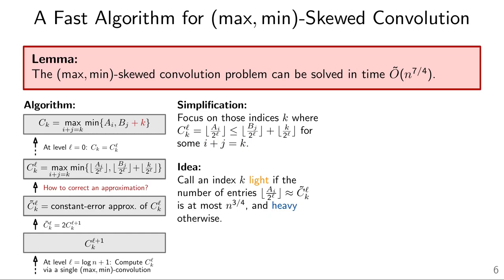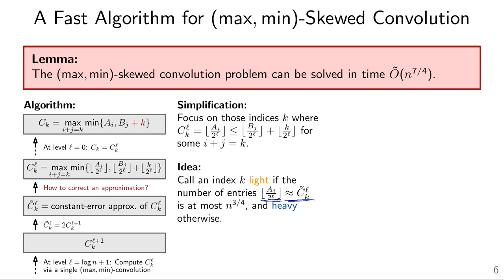We call an index k light if the number of candidate left-hand side entries is at most n to the 3 quarters, is small. Okay, and how can we check whether something is a candidate? Well, we compare it to the approximation which we have just computed. We call an index heavy otherwise.